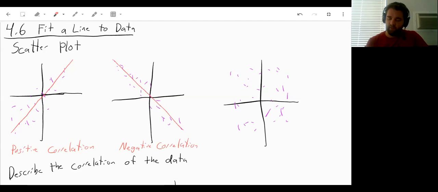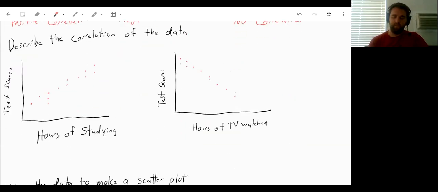The third graph on the right side is all over the place and doesn't really have any trends. So you can't actually draw a line of best fit for it. You just say that it has no correlation. So let's go ahead and describe the correlation of some other data.